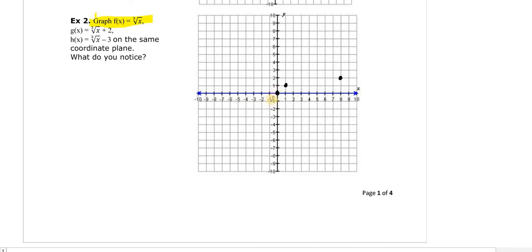On the other side, if x is equal to negative 1, the function is equal to negative 1. If x is equal to negative 8, the function will be equal to negative 2.